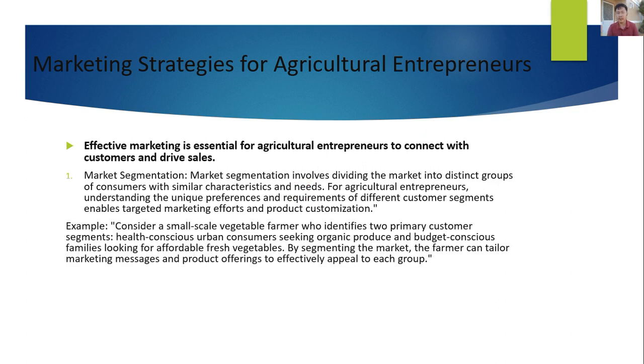Example, let's consider a small scale vegetable farmer who identifies two primary customer segments. The first are health conscious urban consumers, who are seeking organic produce. The second are budget conscious families looking for affordable fresh vegetables. So by segmenting the market, the farmer can tailor the marketing message and product offerings to effectively appeal to each group.